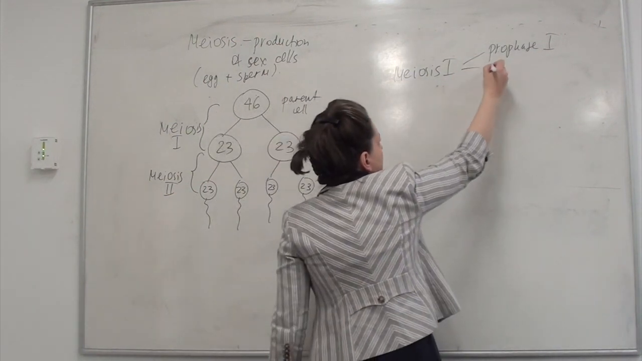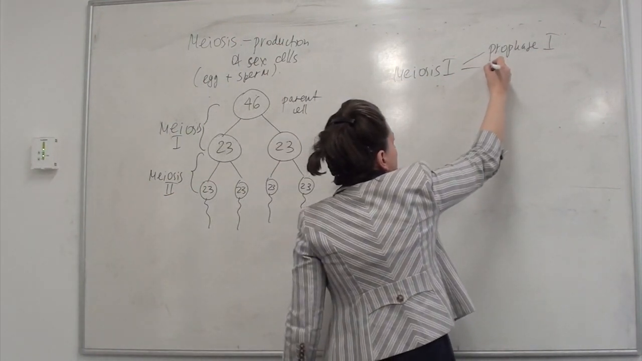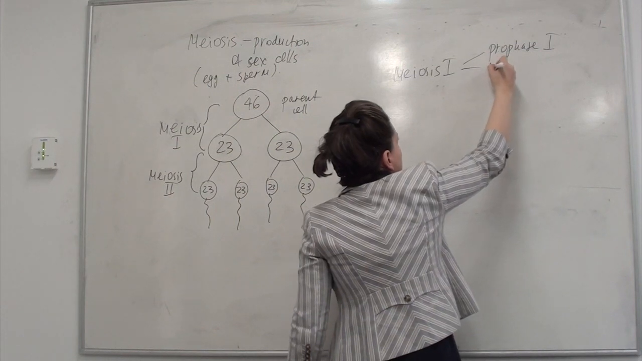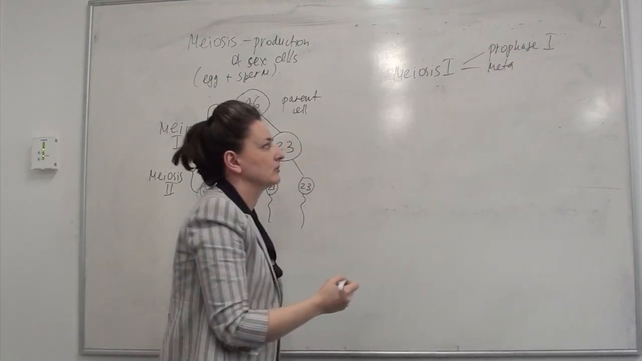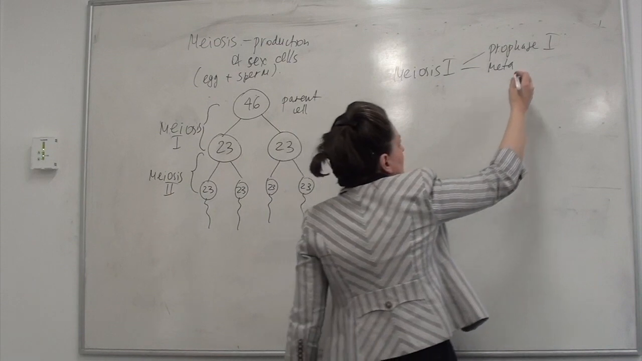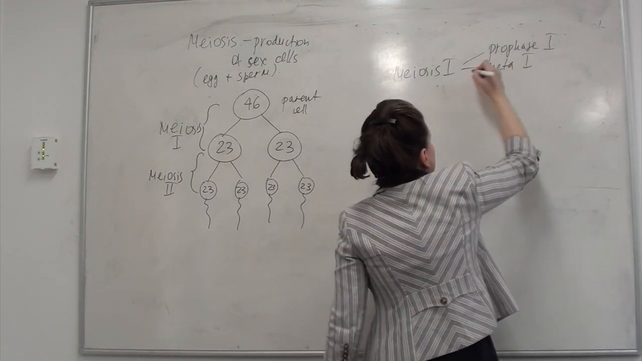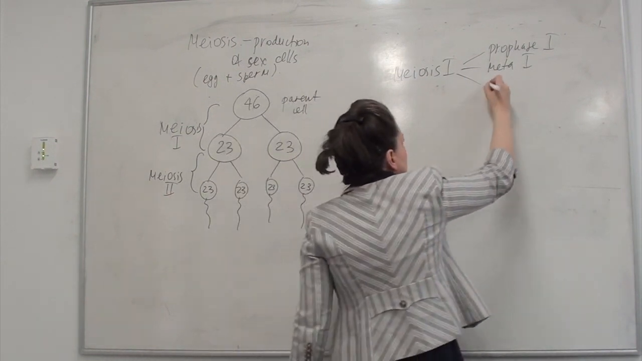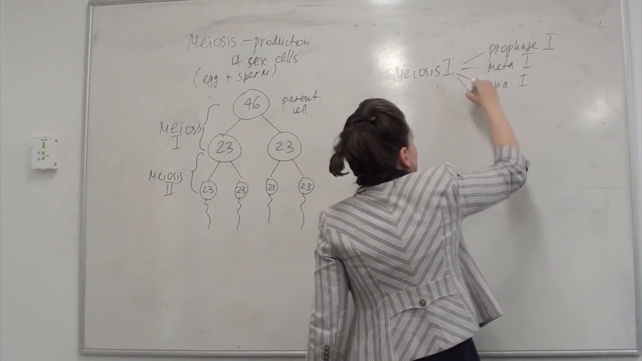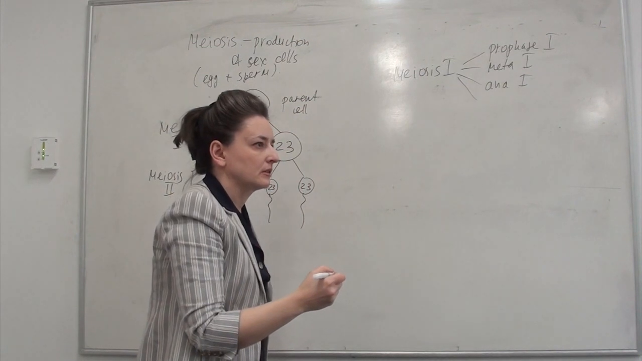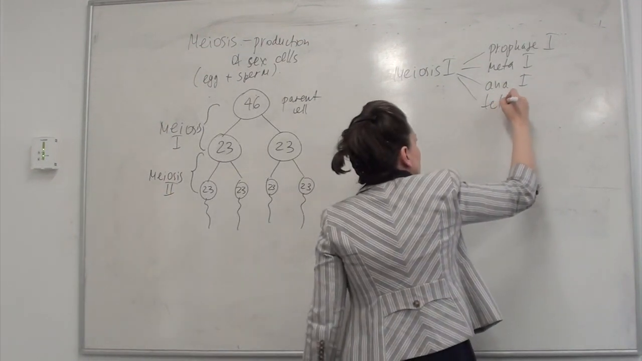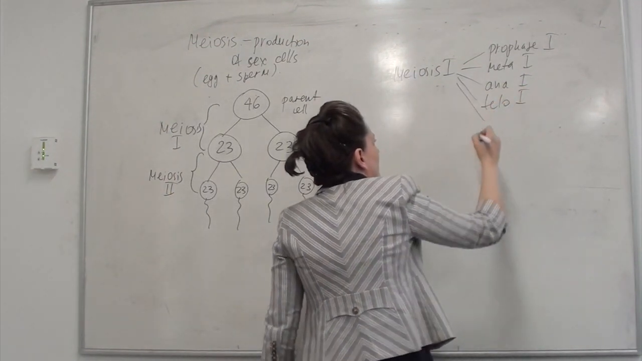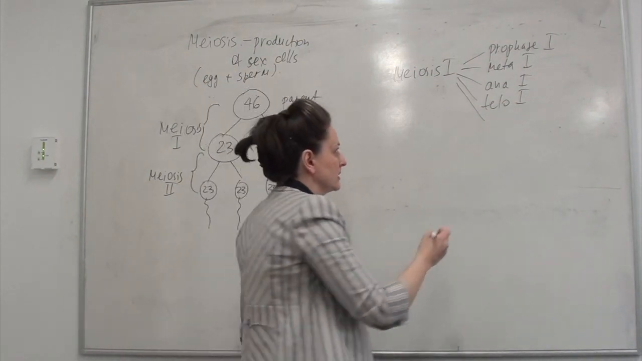Then after prophase, it's which one? Meta. If you don't mind, I'm not going to write all the phases, so just put pro, meta, still 1. Next one is ana. And the one after is telo. And then that's going to be followed by cytokinesis.